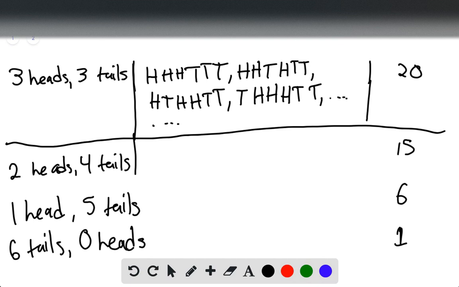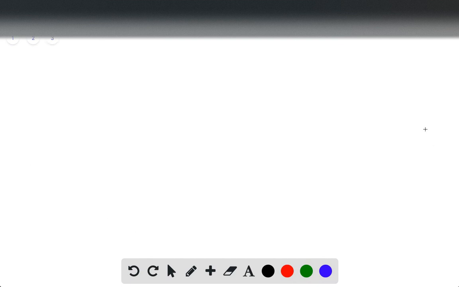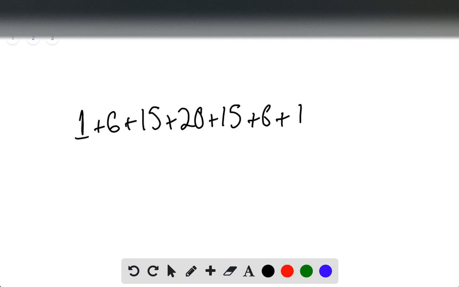So if you were to add them all up, we have 1 plus 6 plus 15 plus 20 plus 15 plus 6 plus 1. And this is of course 64 microstates. We have already calculated this.